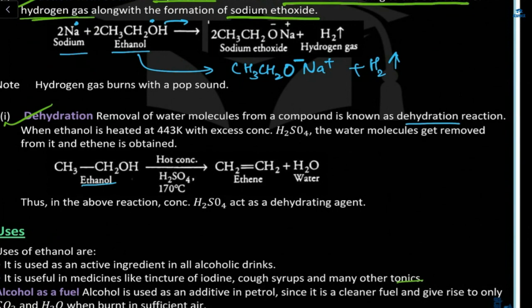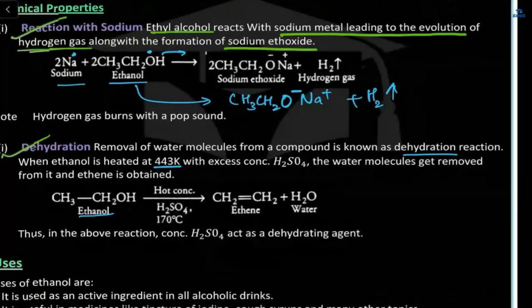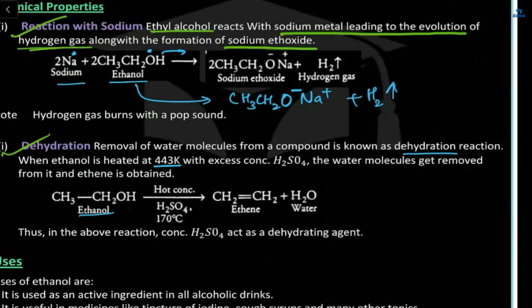So when the ethanol is heated at 443 Kelvin with excess concentrated H2SO4, what will happen? The water molecules get removed from it. So here in the ethanol you can see OH is there, but when we heat this at 443 Kelvin and with the excess amount of concentrated H2SO4, what will happen? The water molecule gets removed from it and only the ethene will be left.